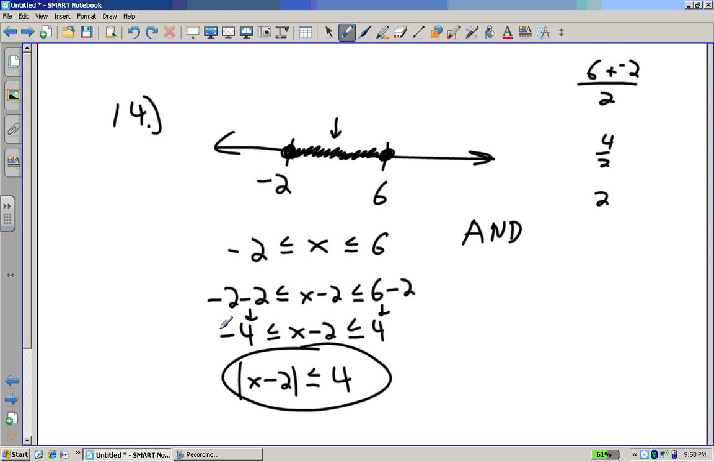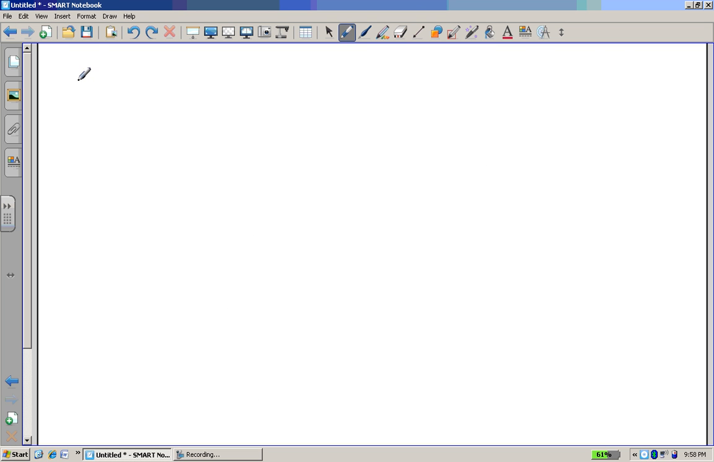Let's try an or statement. And then let's try one where we're subtracting a negative, just to make sure that we're okay with that. All right, let's try number 18 and number 20. Okay, number 18, we have 0, we have -6, and open points shaded between.